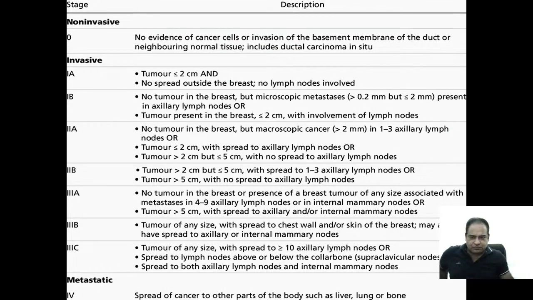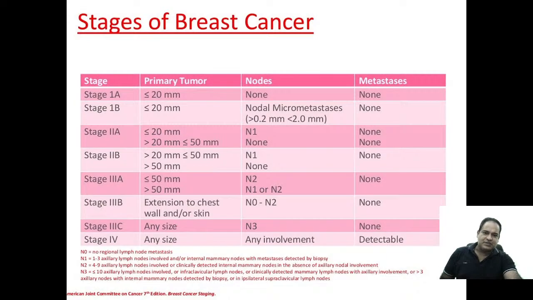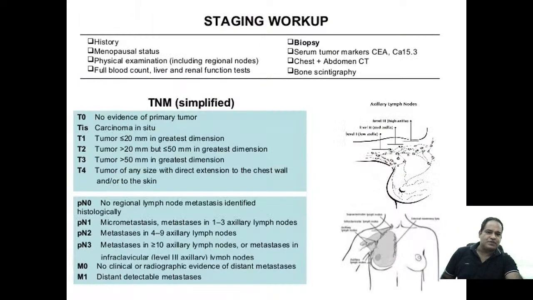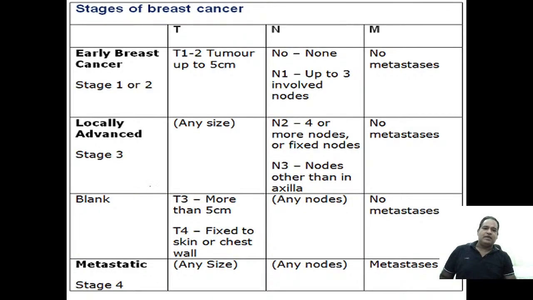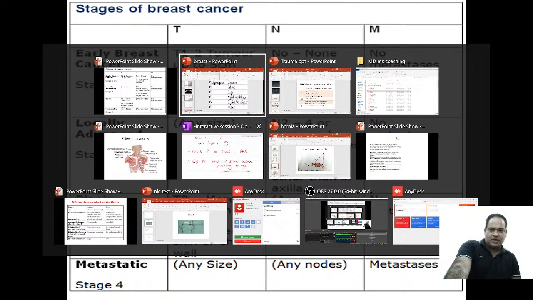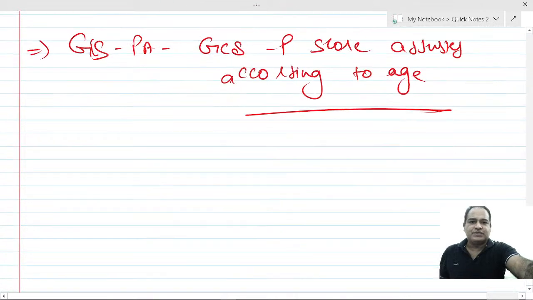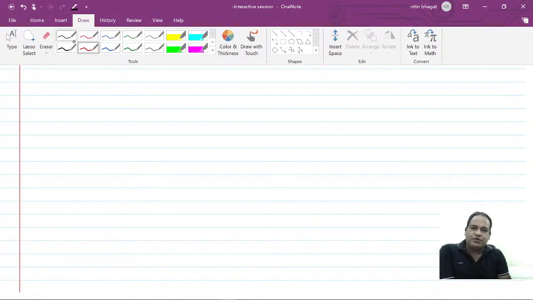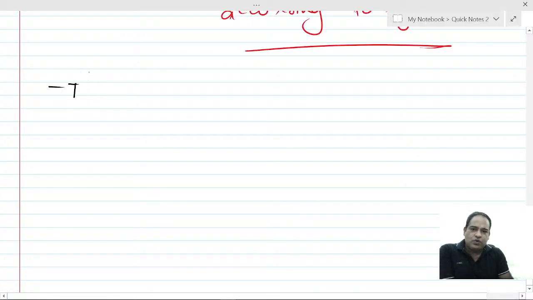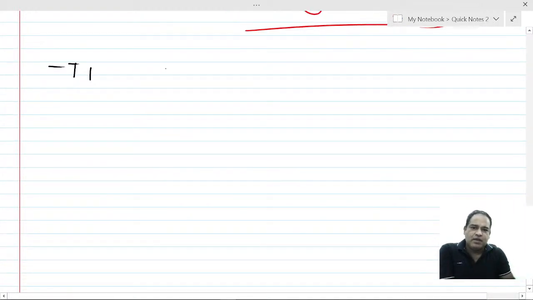Now see, this is the pure TNM staging. Let's discuss the T staging first. Fine. See, the simple one, T staging. I'll write it down here so that we can quickly recognize it. Don't go too much into the details as of now. So, T1 will be your tumor less than 2 centimeter in size.